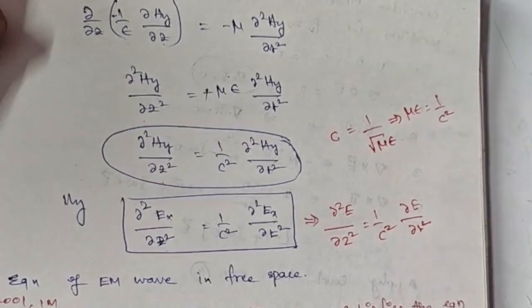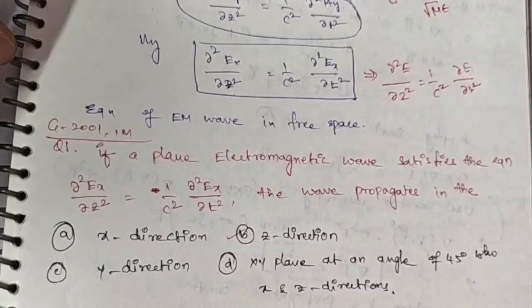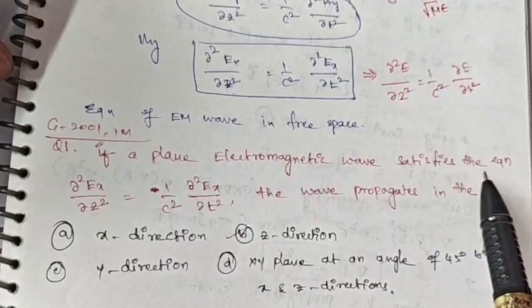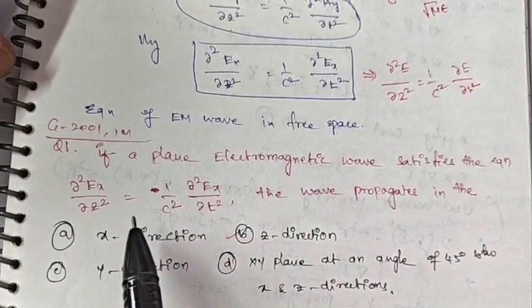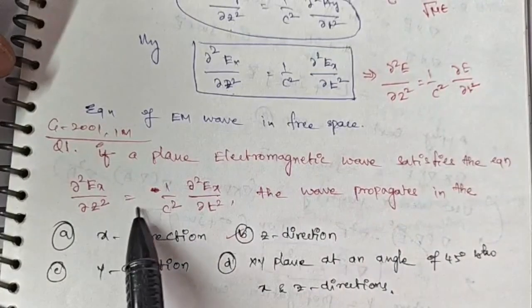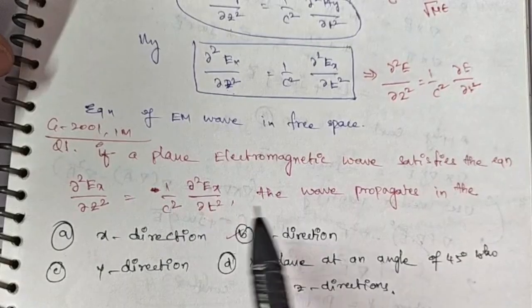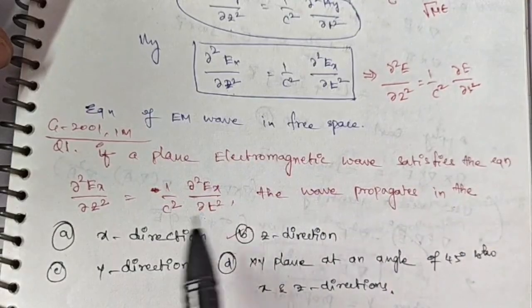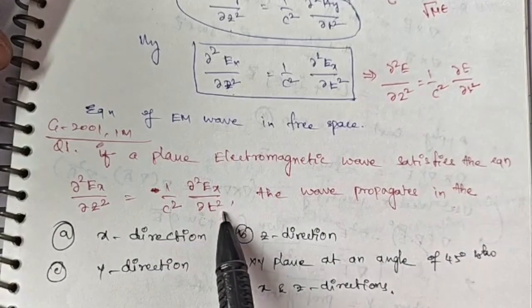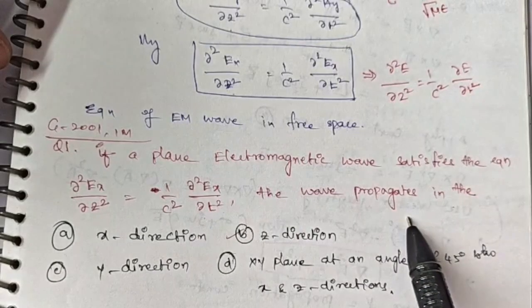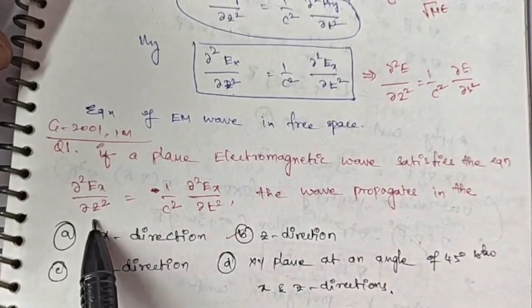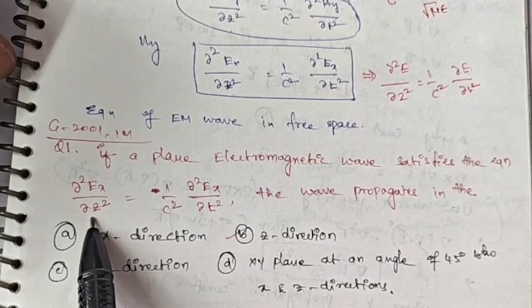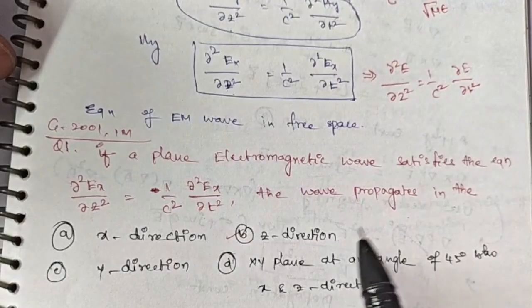So based on this, previously in GATE they asked a question. The first question is: if a plane electromagnetic wave satisfies the equation ∂²Ex/∂z² equal to 1 by c² ∂²Ex/∂t², the wave propagates in what direction? Directly the EM wave equation in free space is given, and they ask in what direction the wave is propagating. See here, z is there, so the wave is propagating along the z direction.